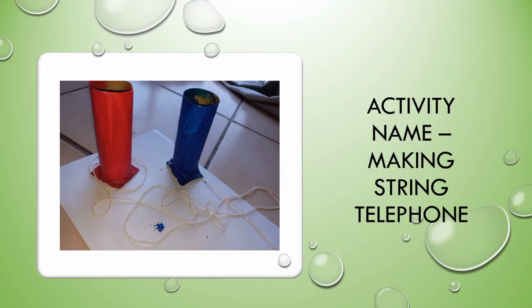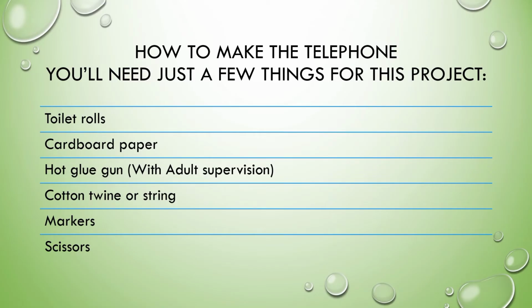With our group's generic box, we decided on going with the string telephone activity, how sound waves travel. What you will need is toilet rolls, cardboard paper, a hot glue gun with supervision, or you can use wood glue, cotton twine or string, markers, and scissors.